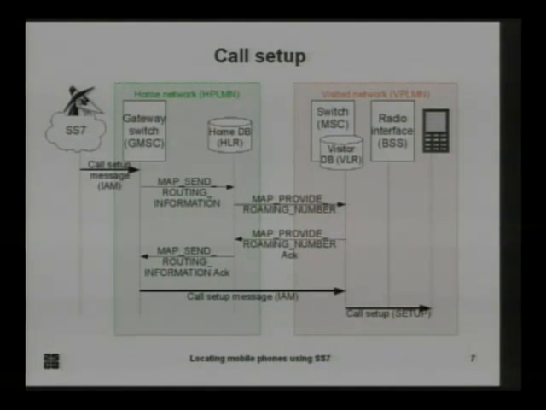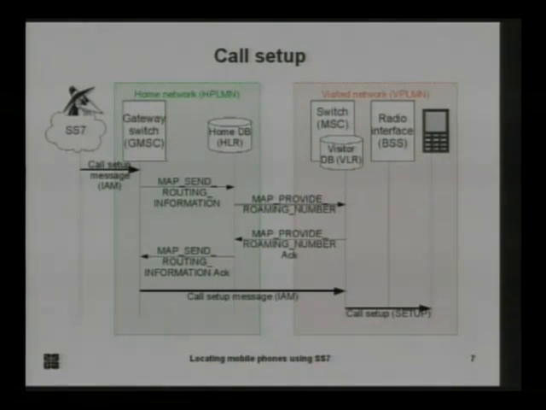So the gateway switch then asks your home database, hey, tell me, where is this guy and how can I reach him? Your home database then asks the visitor database to provide a roaming number. You always need a roaming number to actually route a call. A roaming number is something like your normal phone number, but just a different phone number that gets assigned to you for the time of your stay in that area. Okay, your home database sends that back to the gateway switch, and the gateway switch then forwards the call setup message, which is then forwarded by the switching center to the phone.